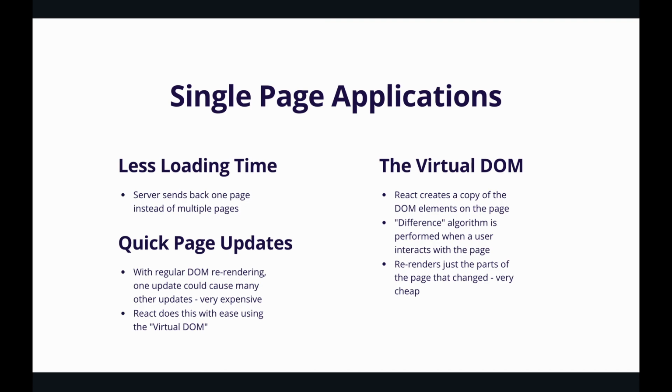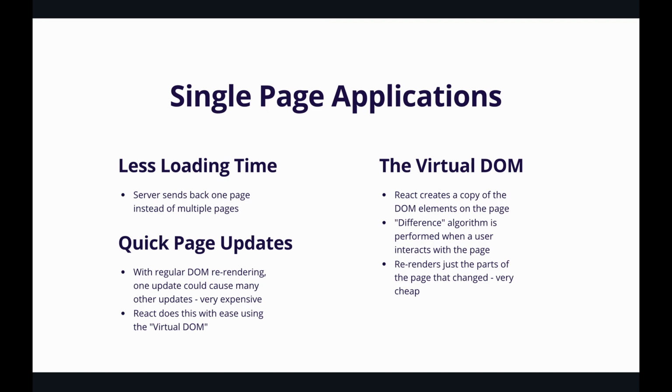Okay, React is here to save the day with something they call the virtual DOM. Okay, so underneath the hood, what React does is it creates a copy of all of the DOM elements in JavaScript. And then from there, it runs a difference algorithm to determine what part of the page changed. Once it figures out what part changed, it can go through and just re-render that one little piece, as opposed to re-rendering a bunch of other DOM elements unnecessarily.